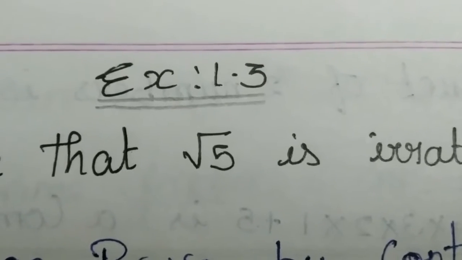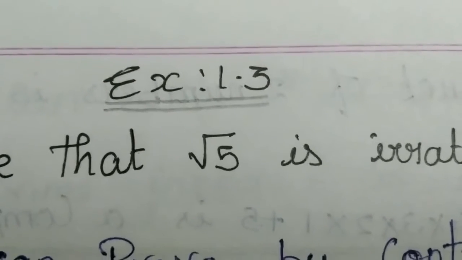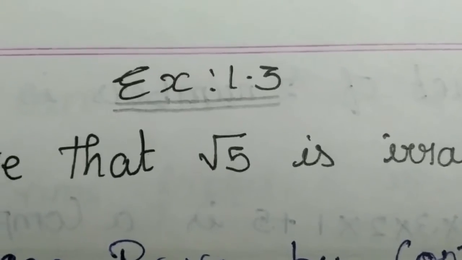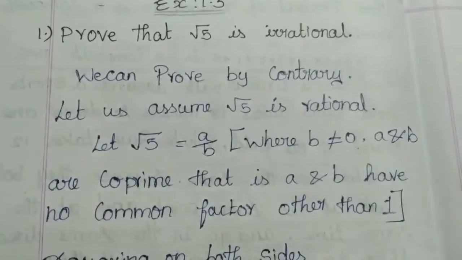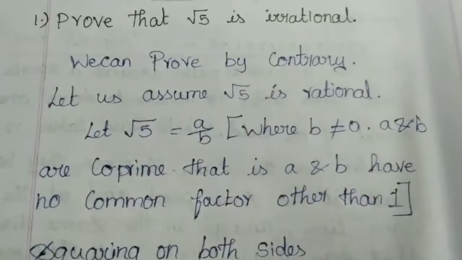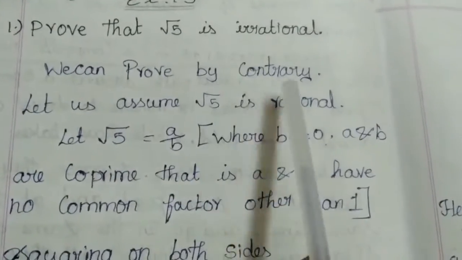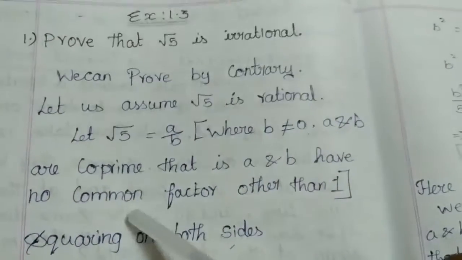Friends, today we are going to solve the 10th NCERT syllabus Mathematics Chapter 1, Real Numbers, Exercise 1.3. The first question: prove that root 5 is irrational. We need to prove that root 5 is irrational. How can we prove it? We can prove it by contradiction. Contradiction means opposite.